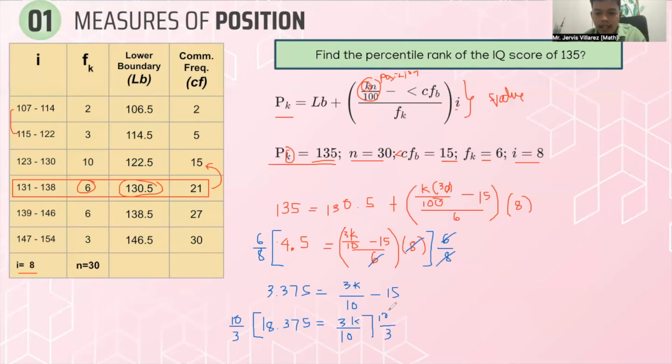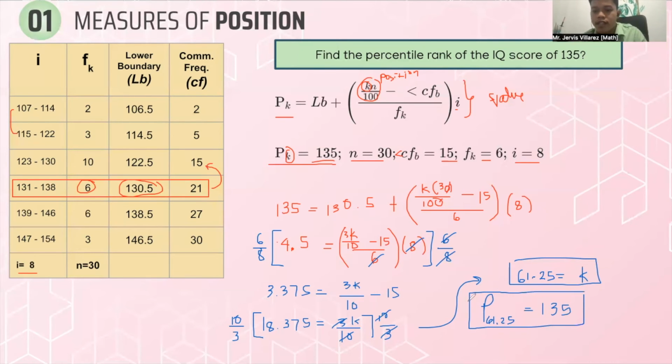If I do that, I will cancel out 10 and 10 here, 3 and 3 here, which means that I'll be left with K on one side, while the value here, you can use your calculator, is 10 over 3 times 18.375. And that will give me 61.25. So 61.25. What does it mean by this? It means that the 61.25 percentile rank is equal to 135. So the percentile rank of 135 is 61.25.